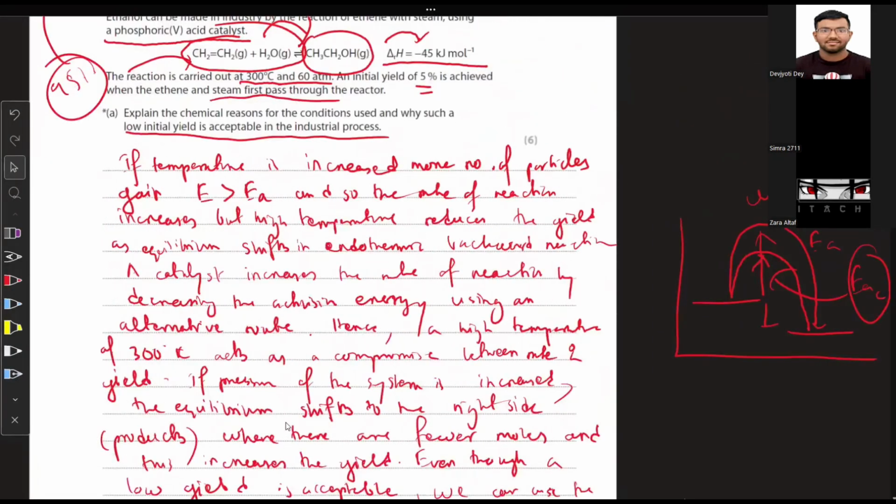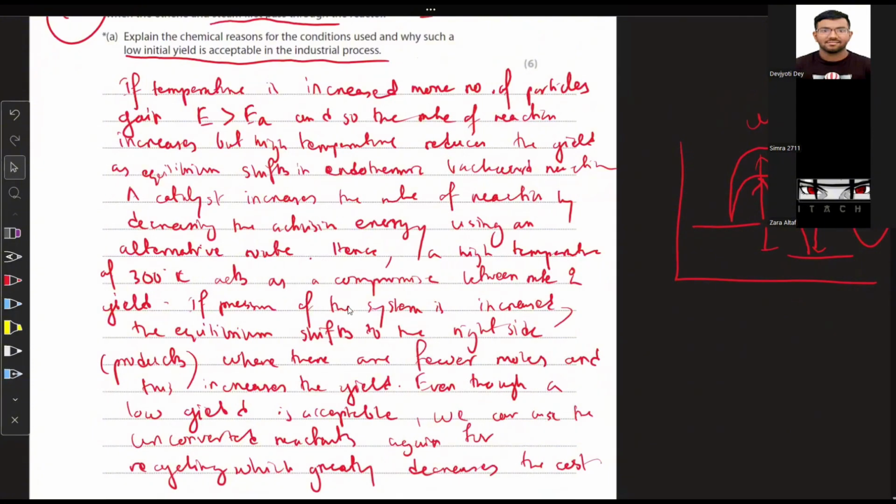Have you written the 6 mark question down? No, right? Or you can take a picture if you want. Both of you, Samya and Simra, take a picture and write it down.